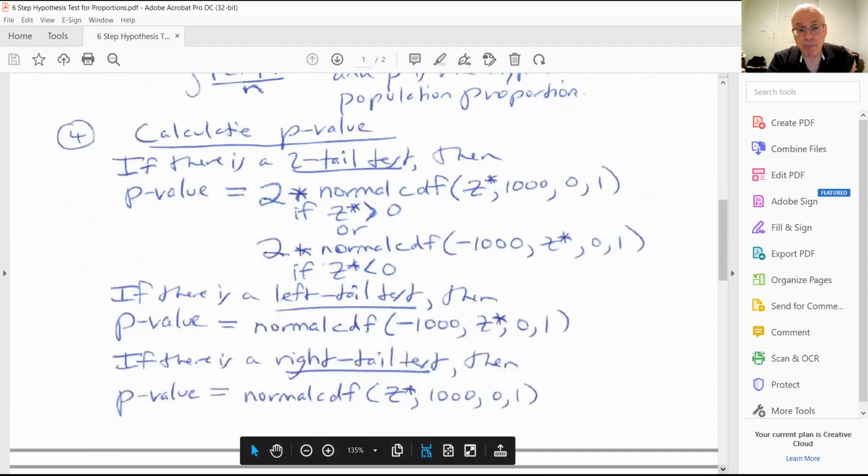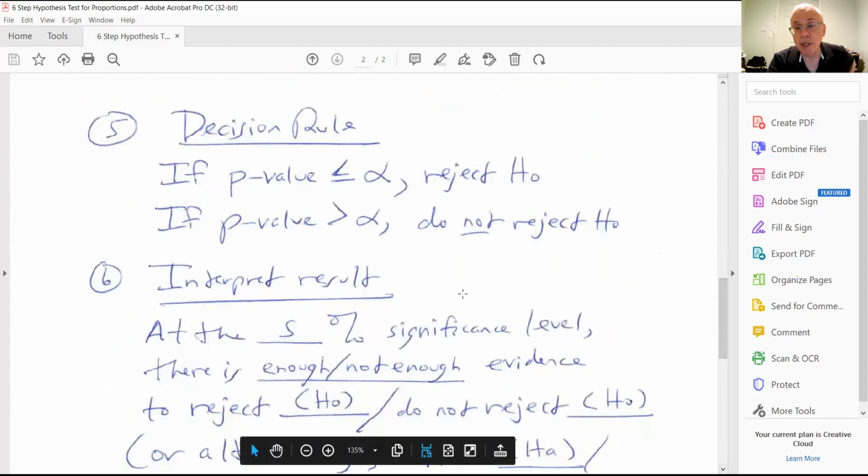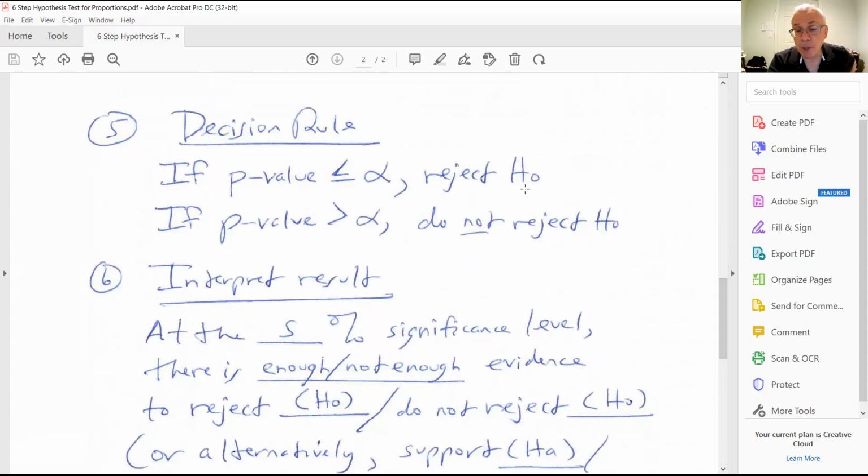And then step 5 is the decision rule. Once we've calculated the p-value, we determine if it's less than or equal to alpha, or the probability of a type 1 error, or the level of significance. These are all equivalent terms. If the p-value is less than or equal to alpha, we reject the null hypothesis. If the p-value is greater than alpha, we do not reject the null hypothesis. That's the decision rule, just like before.